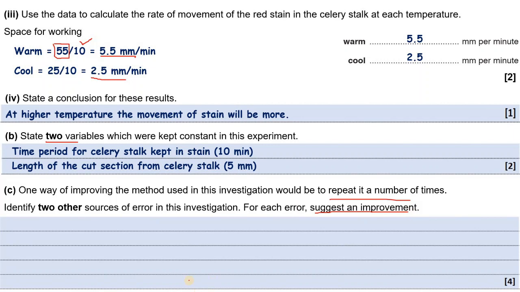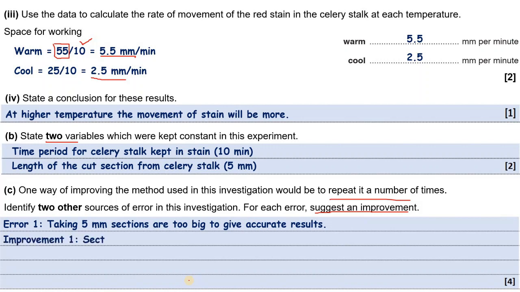Over here in this investigation, we can identify one of the errors: when we are taking the sections, they are too big in size, and maybe the accurate value falls between these sections. So in this case, we can improve this investigation by taking a smaller size section, say 2 millimeters instead of 5 millimeters.